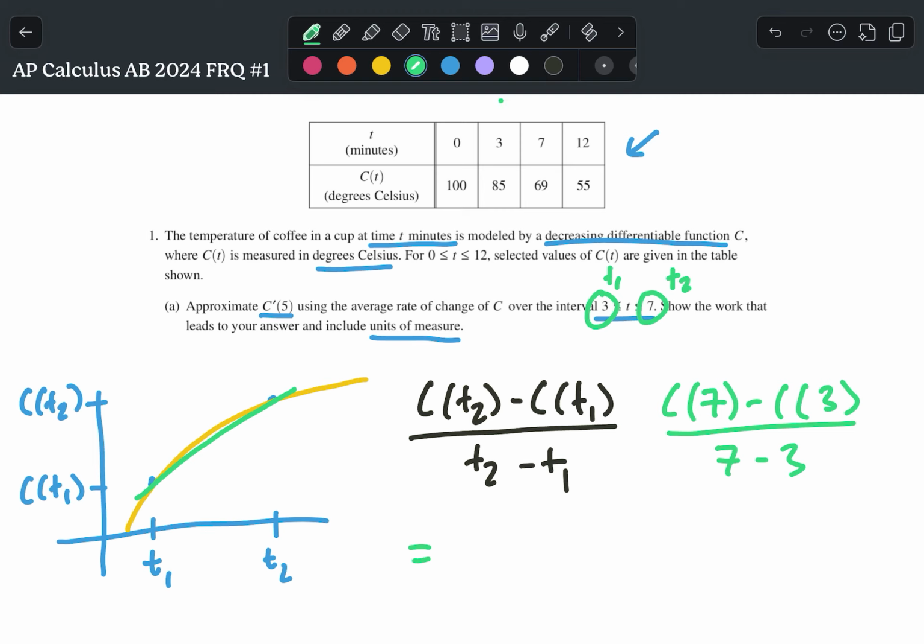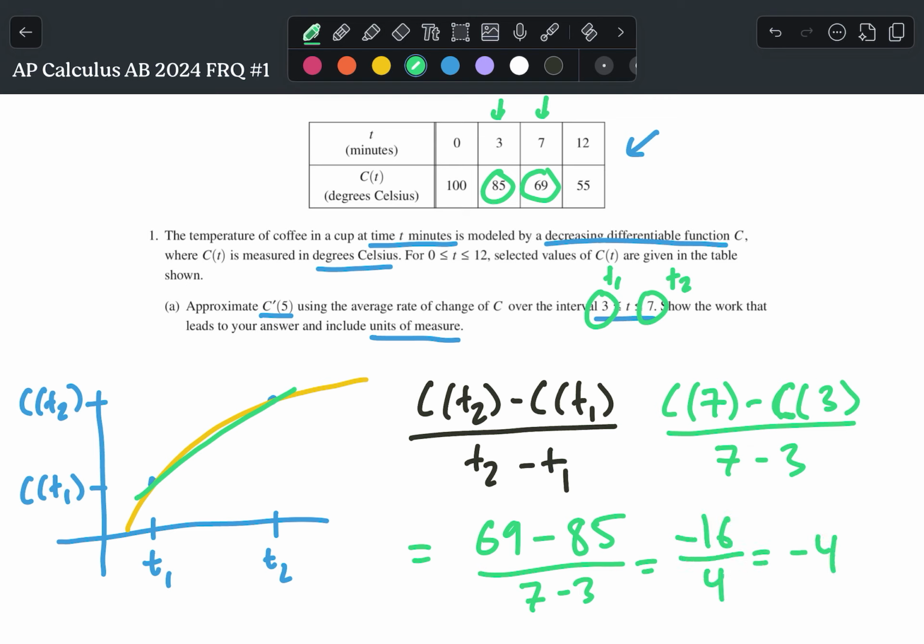So we're going to find where T equals 3 and where T equals 7 is in our table. It looks like C of 7 is 69, so 69 minus C of 3, which is 85, over 7 minus 3. So we're going to get 69 minus 85 is negative 16, all over 4, which is negative 4. So that is going to be our average rate of change of C over the interval from 3 to 7 inclusive. Don't just walk away from this problem though, right?